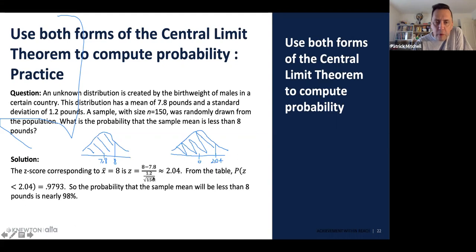So using the new version of the formula, here is the sample mean. There's the population mean. Dividing by the standard deviation of the sampling distribution, that comes out to 2.04. So using the table, the probability that z is less than 2.04 is 0.9793. So the probability that the sample mean will be less than 8 pounds is nearly 98%. Way off from the answer they got. Still don't completely understand how they got that answer.